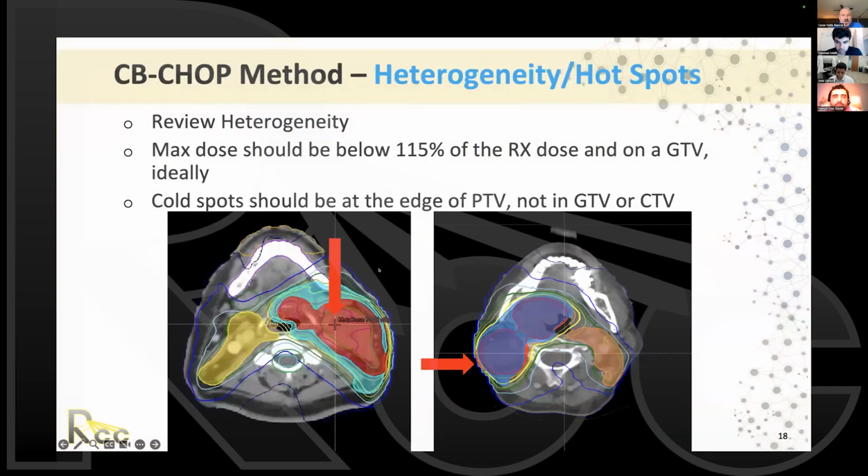Okay, so moving on to the H of the CV CHOP. Basically, this is about heterogeneity and hotspots. You have to review the heterogeneity, and the maximum dose that we should be expecting for head and neck cases is around 115% of the prescription dose.